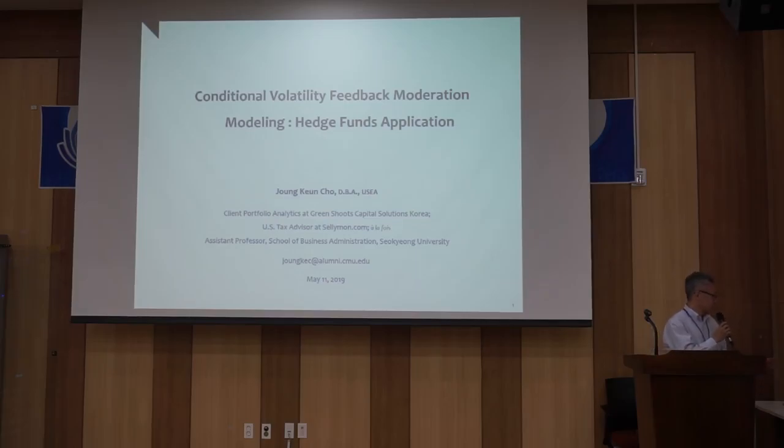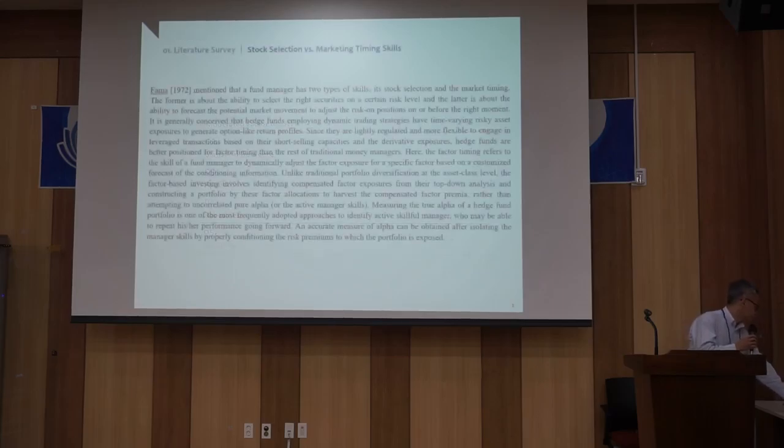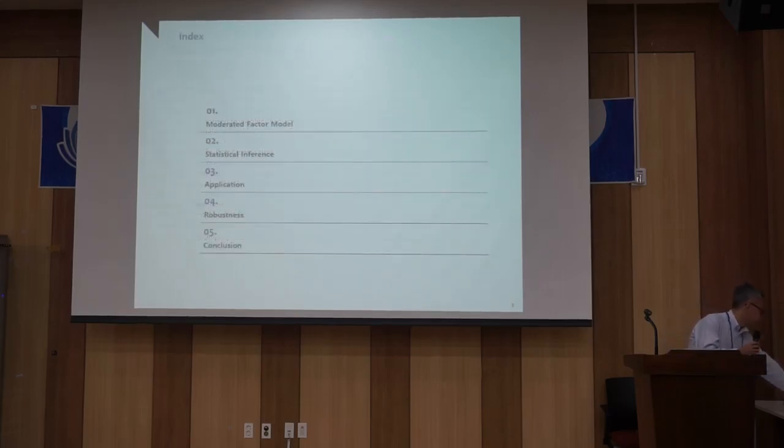This is a finance paper, and I'm studying the hedge fund application for the volatility feedback model. The sequence is I'll explain the moderated factor model first, and then statistical inference, and the application will be explained briefly, and then I'll also do the robustness check shortly.